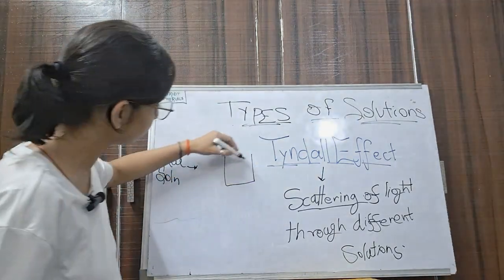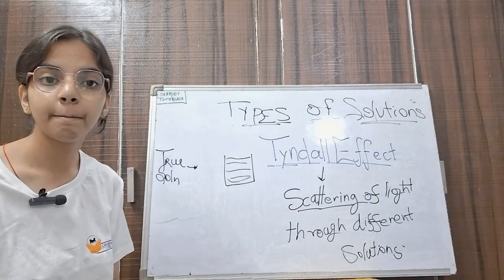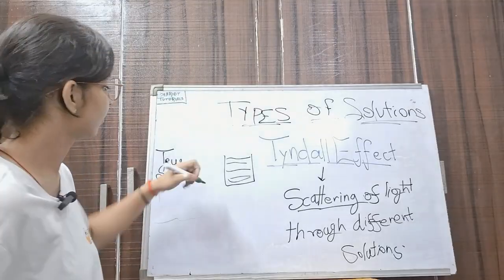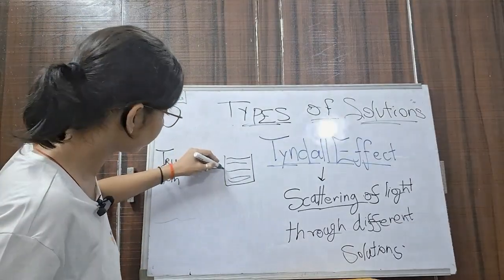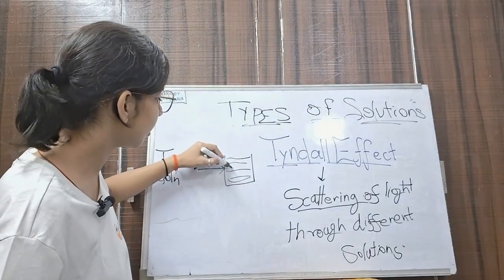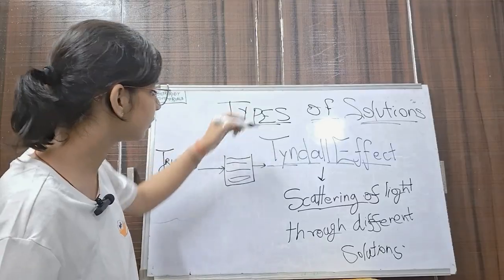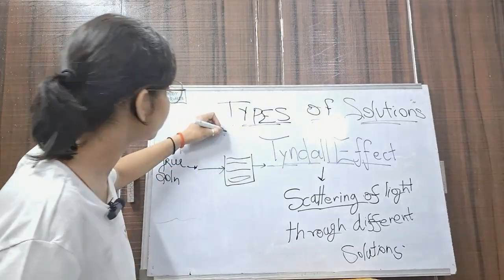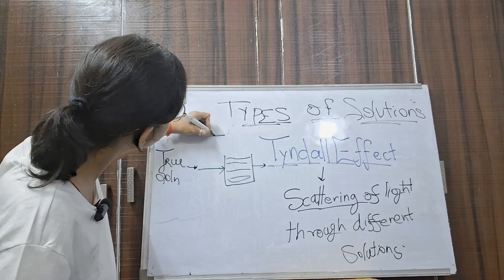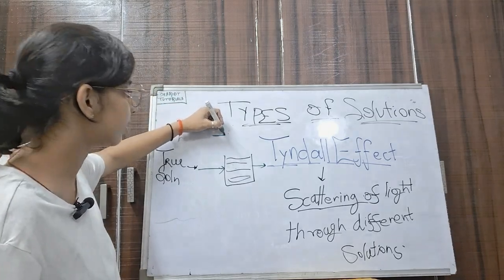Suppose this is a true solution, totally uniform, right? The particles which are mixed in are not visible. So when the light will enter, it will pass down and it will not scatter, right? The particles are way too small. They are actually so small that the light cannot be scattered by them.